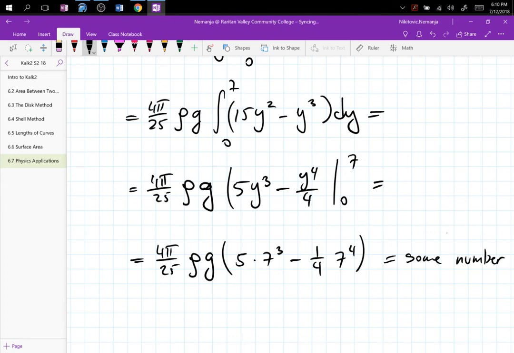Times rho g. And here is the, go and figure out the decimal if you love it so much. Bueno? Time for a break.